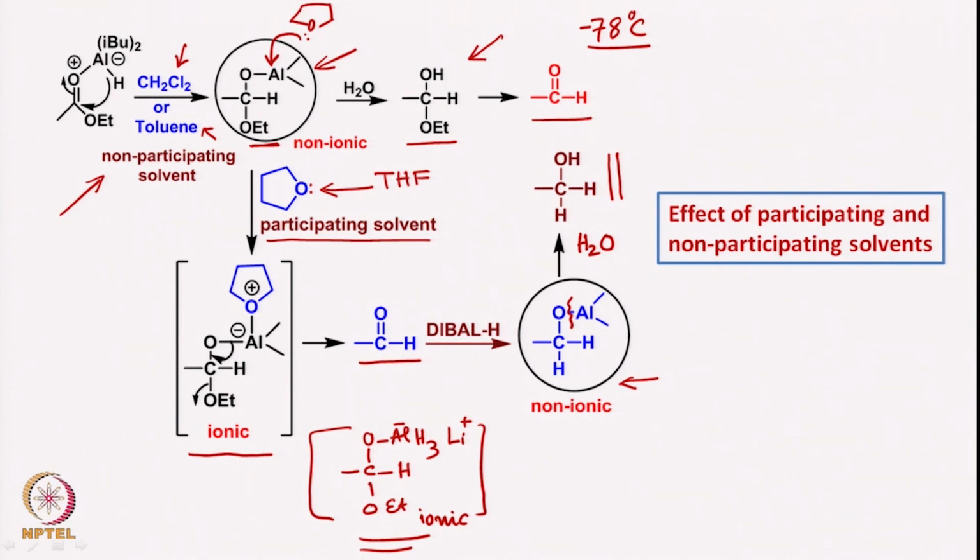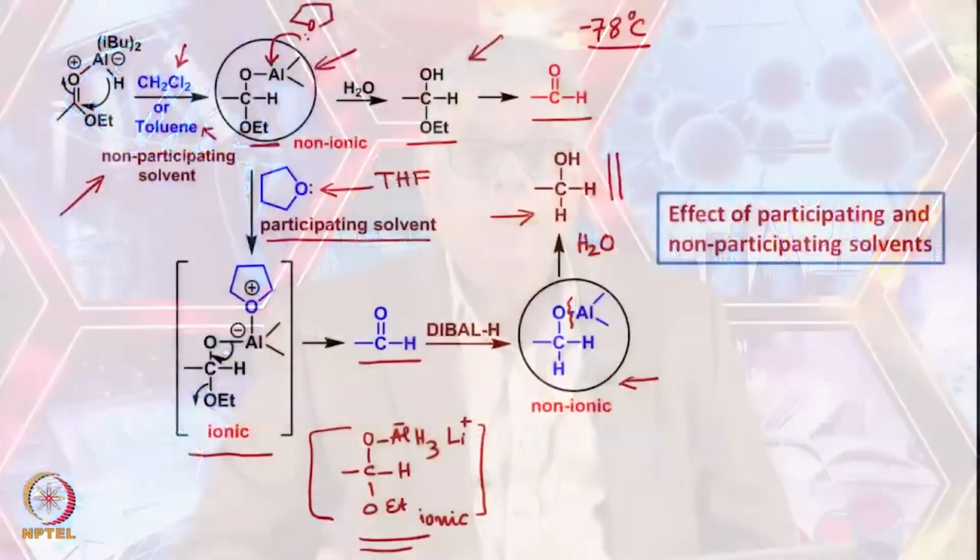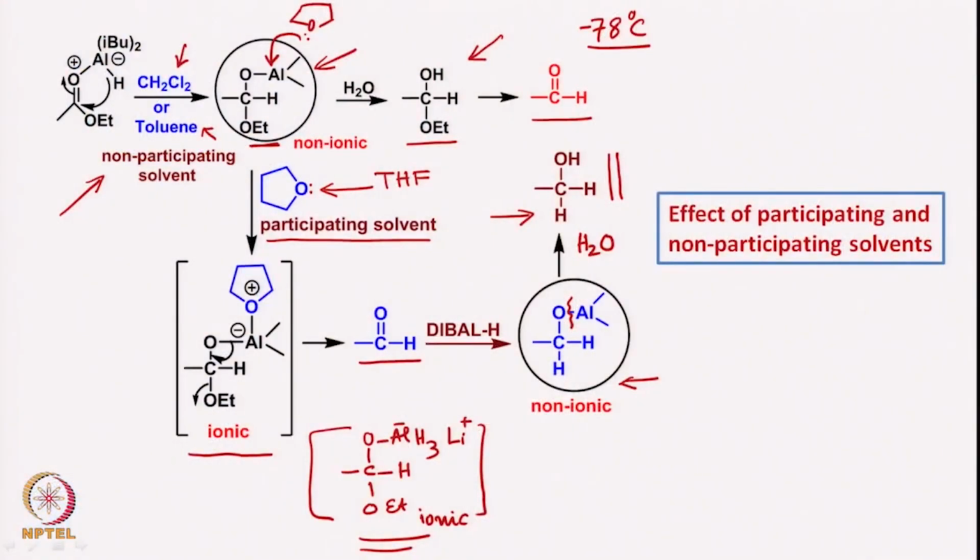It then breaks at a relatively higher temperature. When I mean higher temperature, I mean room temperature or something like that. It breaks and goes to the aldehyde, and then of course the aldehyde gets reduced to the corresponding alcohol. But on the other hand, if you use a participating solvent such as THF, then of course you can easily go to the corresponding alcohol directly. So both the possibilities exist, and under both the conditions the reactions have been reported in the literature.